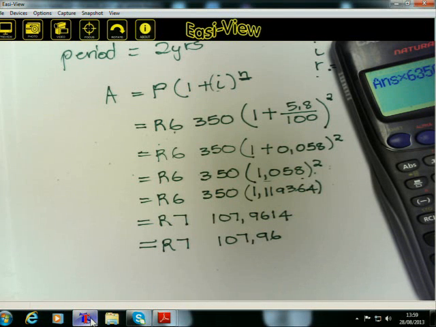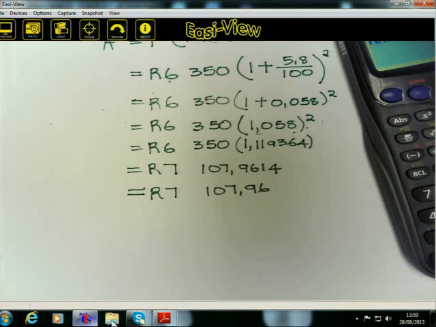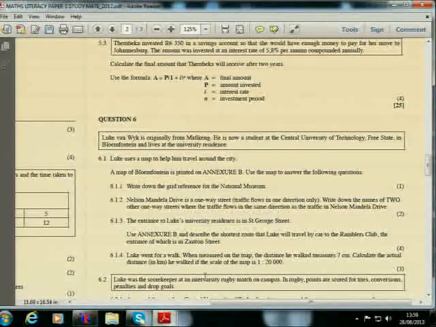And that was question 5.3. I also want us to just have a look at the final question here that I have prepared. Question 6.